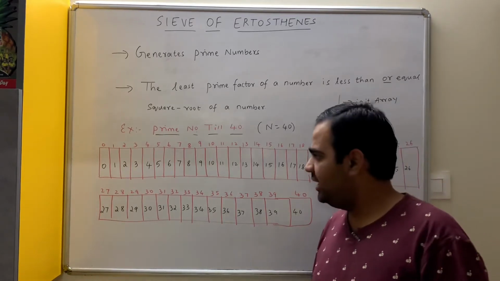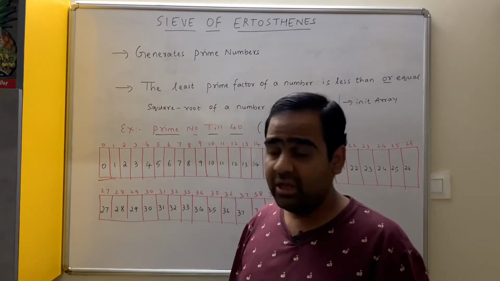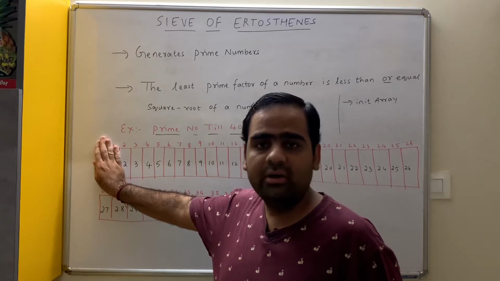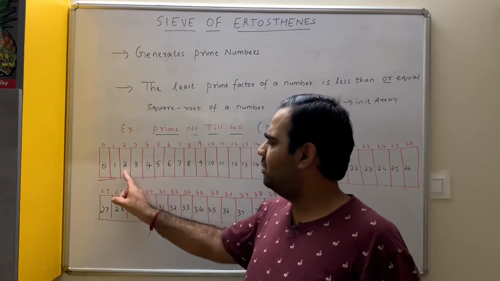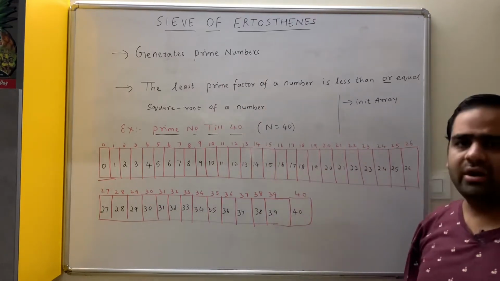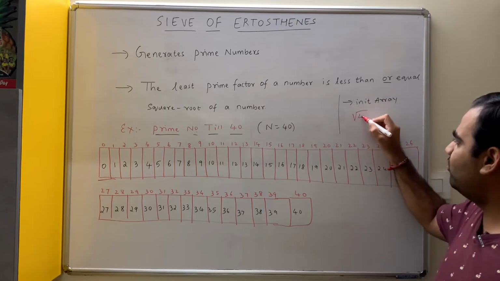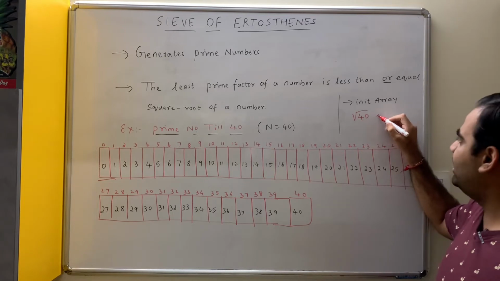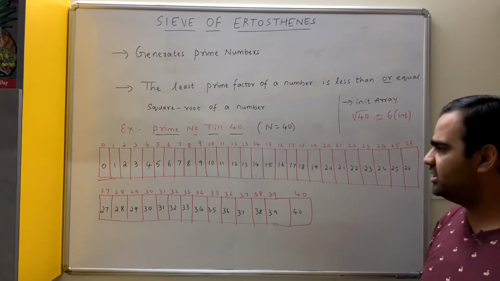Now we know that 0 and 1 are neither prime nor composite, therefore we do not consider these values. And we know that prime numbers start from 2. There is a theorem: the least prime factor of a number is less than or equal to the square root of the number. Now what is the square root of 40? It is 6 point something, and we take the integer value, which is 6.